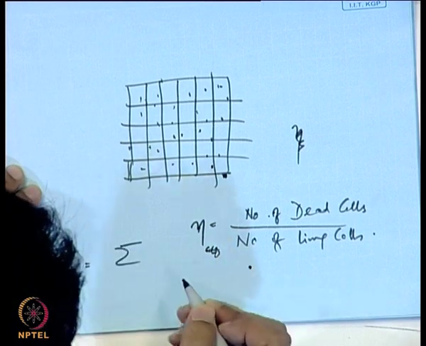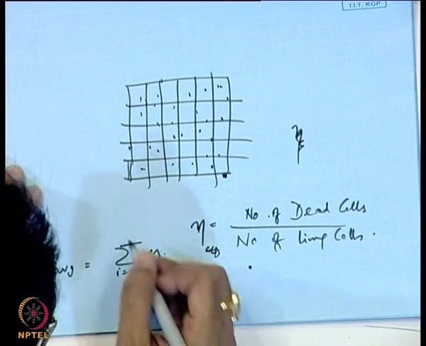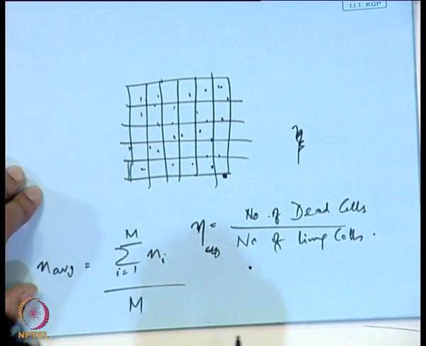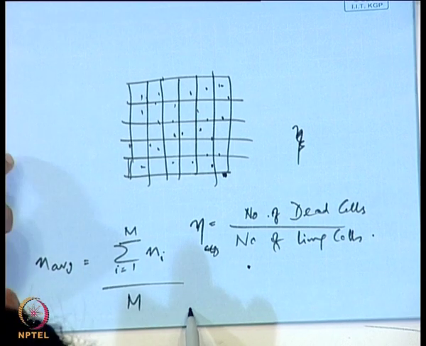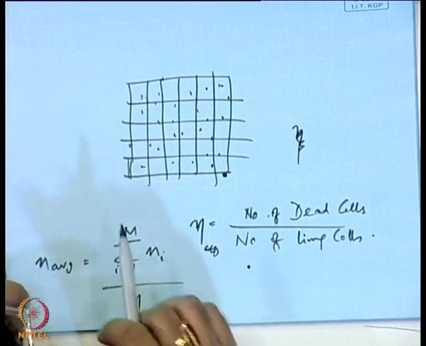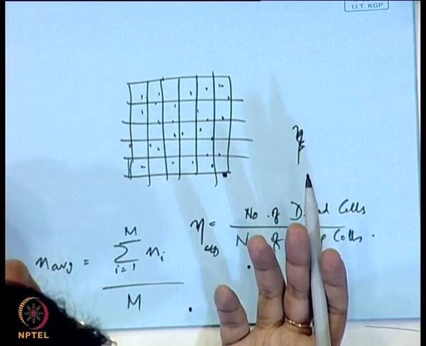So n average would be the sum of n_i, with i going from 1 to m, if you have done this m times, over m. Okay. So that would be your average fraction of dead cells in the system. From that you can just multiply, if you are supposed to have like 10 million cells or something, then you multiply that, and that gives what would be my total number of living cells.